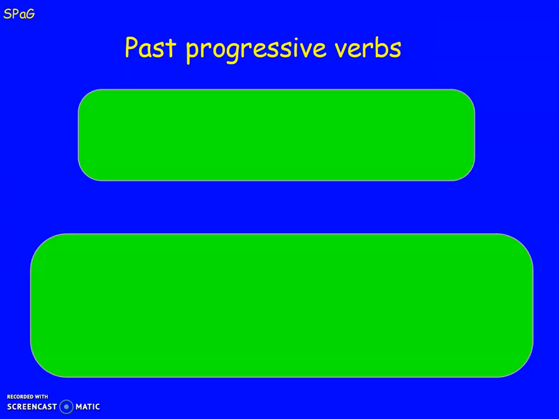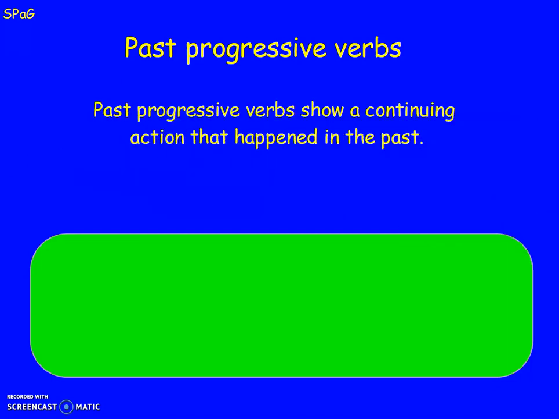In SPAG today, we're going to be looking at past progressive verbs. So have a little think about what that might be. Have a think about past tense and what that means. Okay. So a past progressive verb shows a continuing action that happened in the past. So the verb is the action, a doing word, and the past shows that it happened before now. So it happened yesterday, last week, last year, it's already happened.